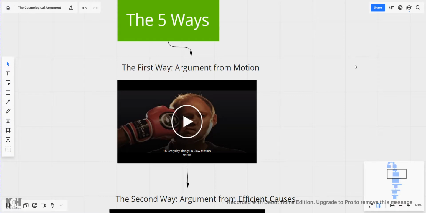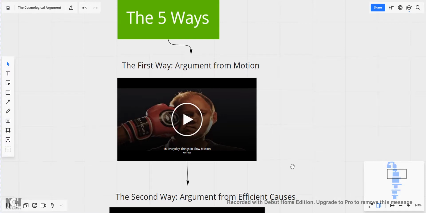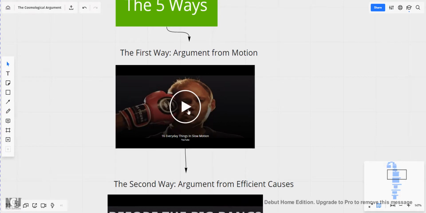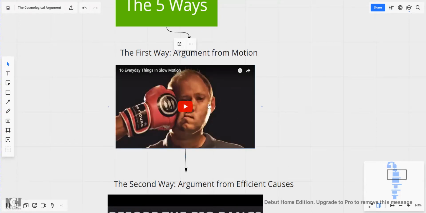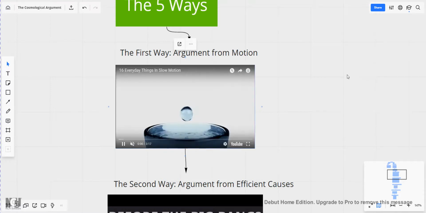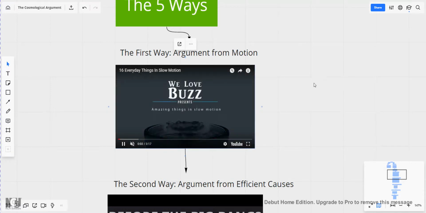And basically, he looks at how motion came to be in the universe and postulates that someone needed to be there to create the motion. All right. And that's why, if you have a look at this picture here, I've got a man getting punched in the face in slow motion because I just thought it would easily keep you remembering and understanding what it is when we talk about motion.